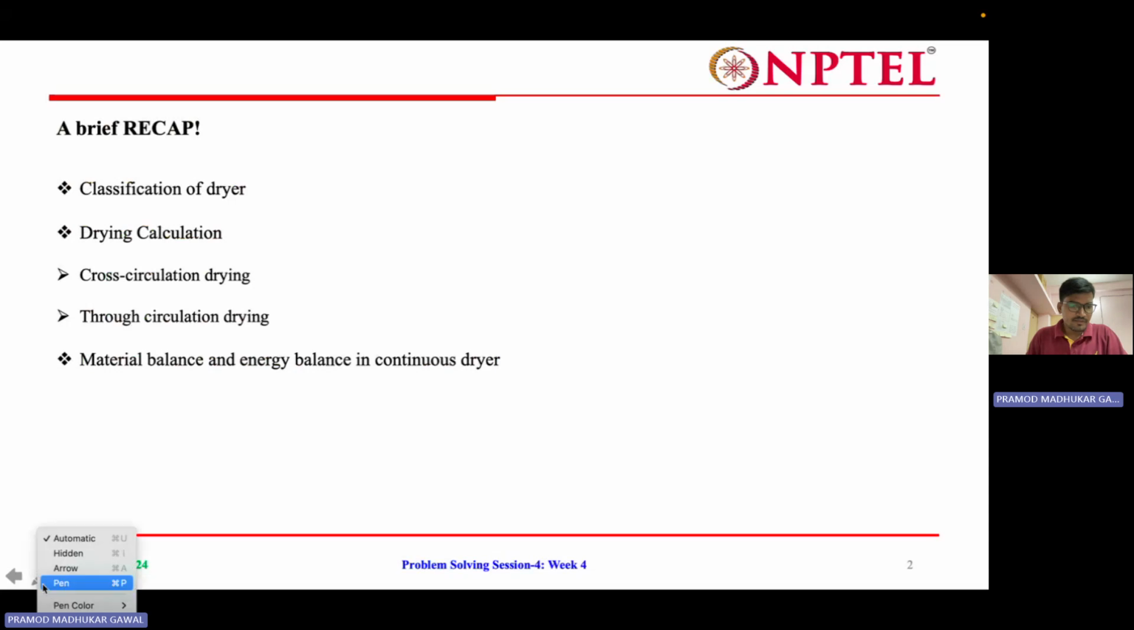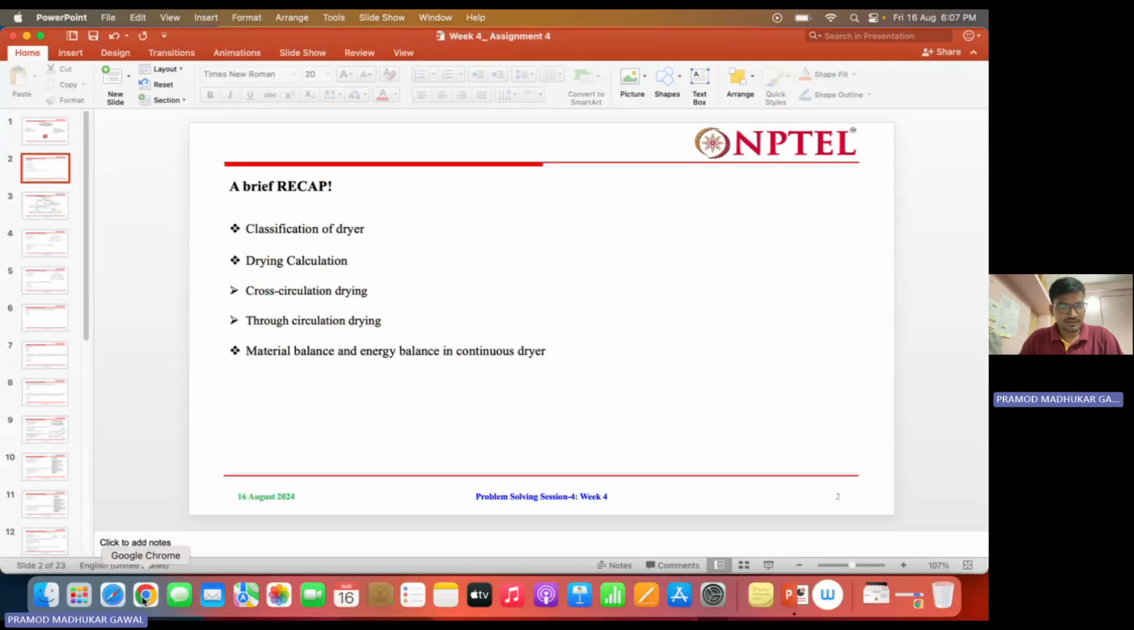So here is a brief recap. Classification of dryers, then drying calculations. It includes cross circulation drying, through circulation drying, then material balance and energy balance in the continuous dryers. So based on these topics, I am going to take problems. The problems include MCQs and also numericals.